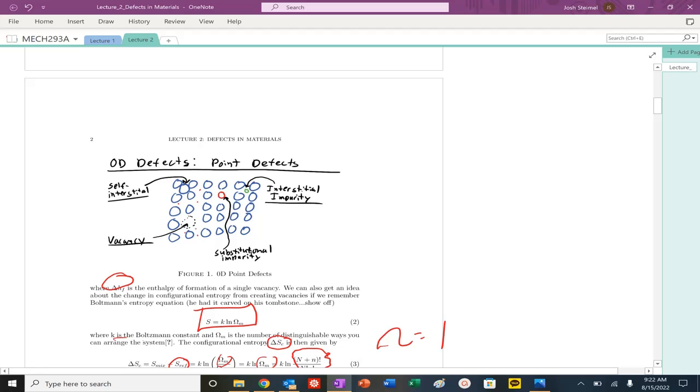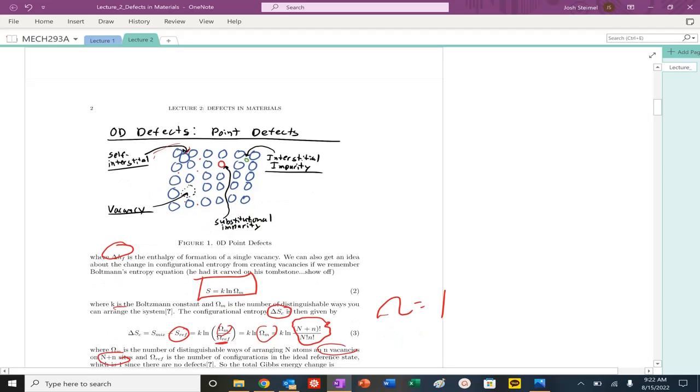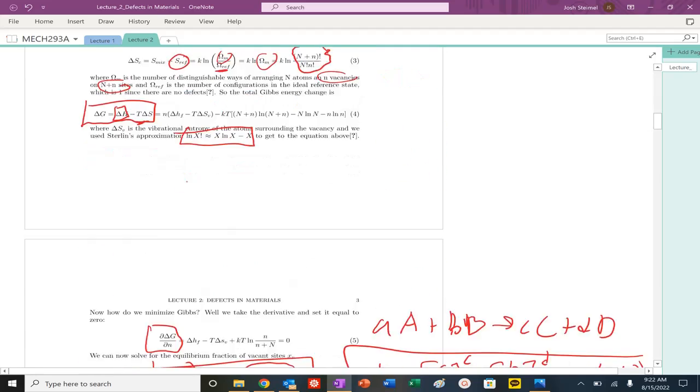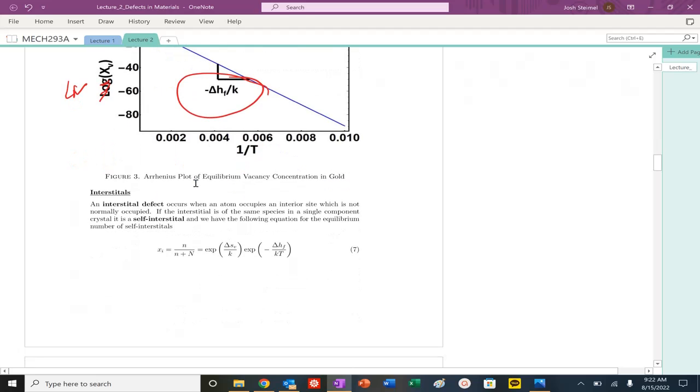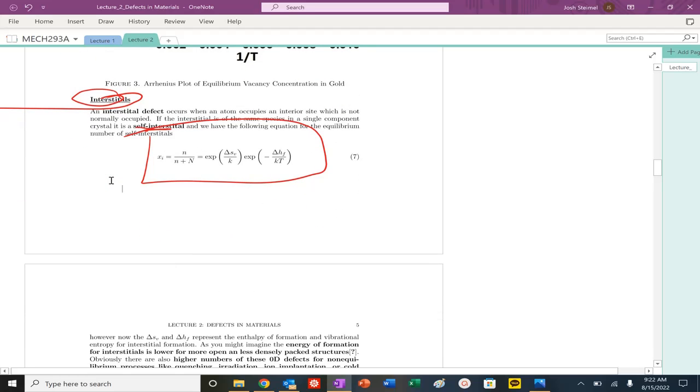But if I have an interstitial, I'm basically putting an atom into that site here. So I'm shoving in an atom where it shouldn't be. So let's take a quick caveat before we get into the other interstitials or other 0D defects. For self-interstitials, I can do the same calculation, and you get a very, very similar relationship.